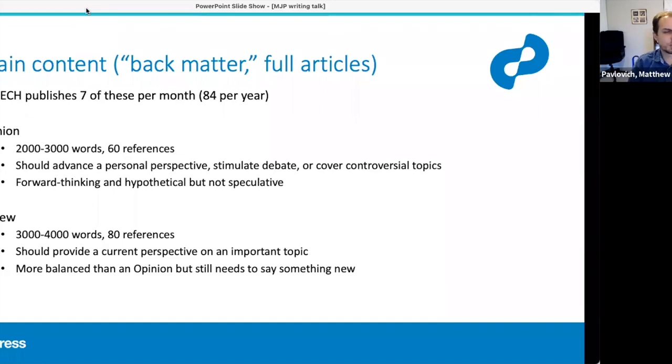That's in contrast to a review, which is a little bit longer. The point of a review is to provide a current perspective on an important topic. Reviews are more balanced than opinions. You're not trying to advance your own perspective, but you still need to say something new. And we're going to keep coming back to that theme throughout this talk, that a good review article says something new. You should have some sort of reason for writing the review.